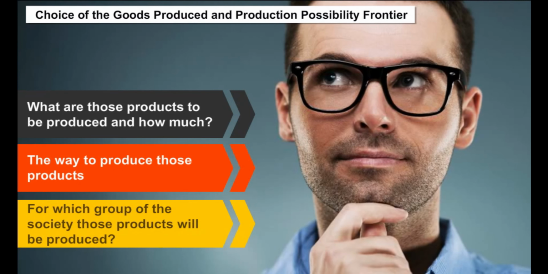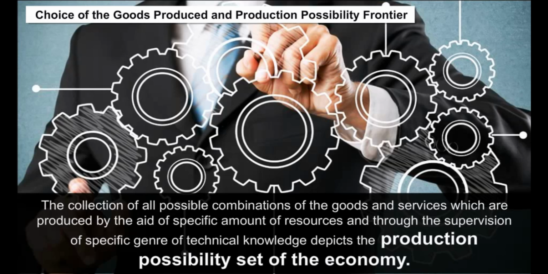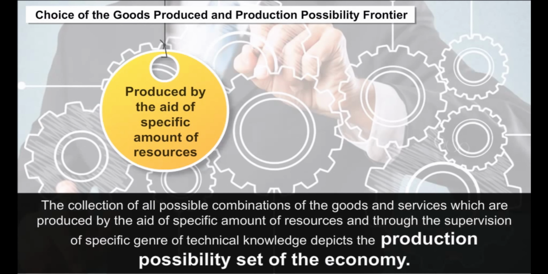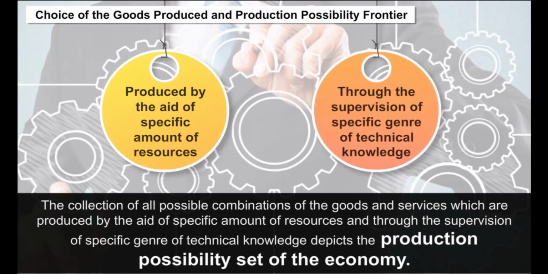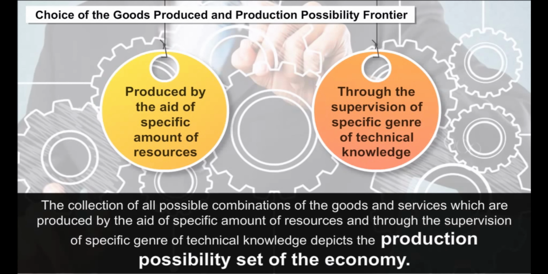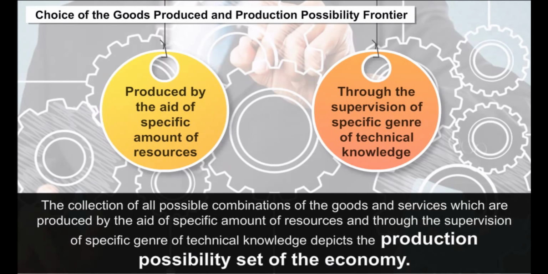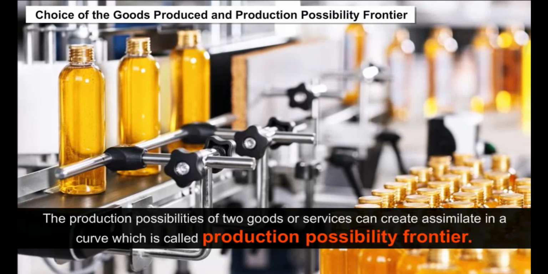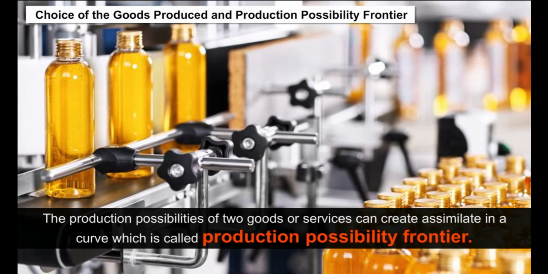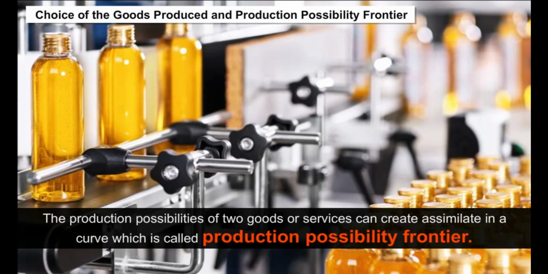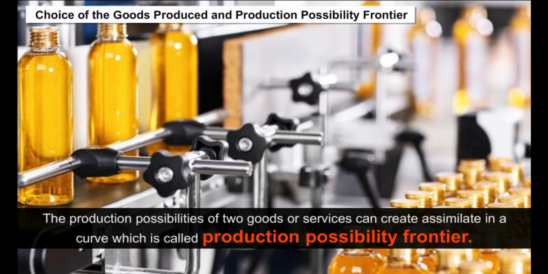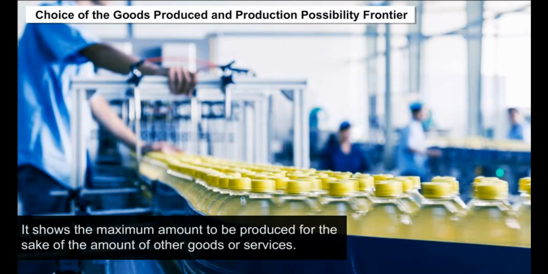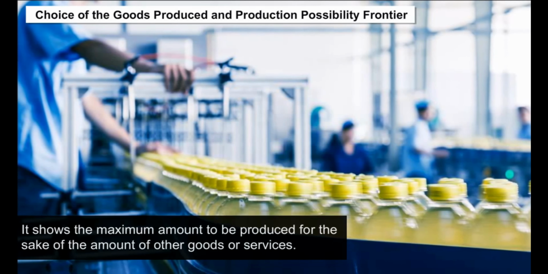The collection of all possible combinations of the goods and services which are produced by the aid of a specific amount of resources and through the supervision of a specific genre of technical knowledge depicts the production possibility set of the economy. The production possibilities of two goods or services can be assimilated in a curve which is called production possibility frontier. It shows the maximum amount to be produced for the sake of the amount of other goods or services.